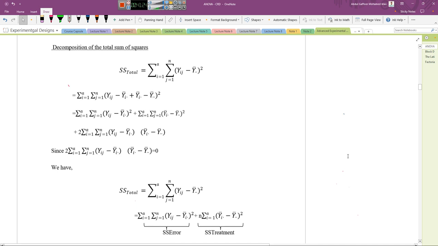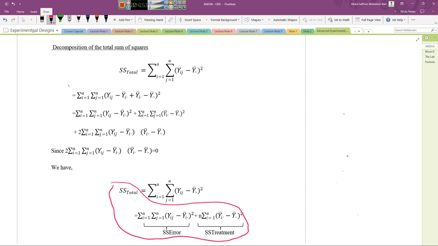Now this is also very important, decomposition of the total sum of squares, right? Here we are going to partition our total sum of squares into the addition of sum of squares error and sum of squares treatment. So ultimately we have to derive this formula starting from here, right? So we know sum of squares total.